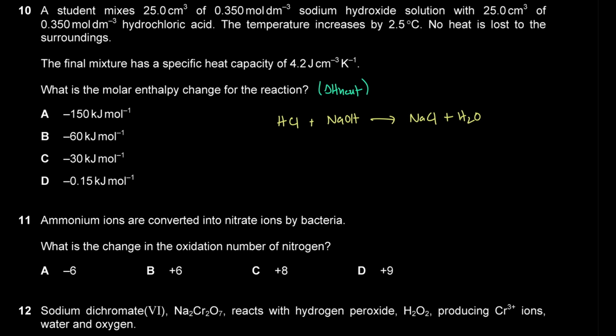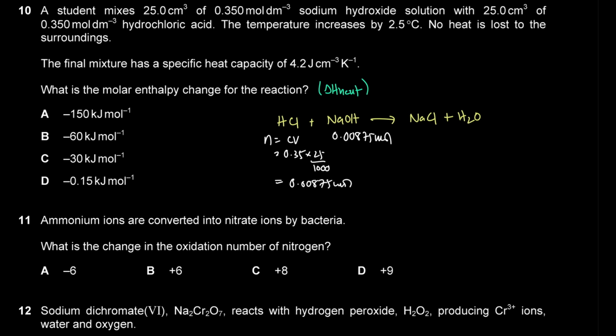Now we know that the number of moles of HCl is the concentration times the volume. Concentration is given to us as 0.35 and the volume is 25 cm cube, so that's 25 over 1000 decimeter cube, which gives us the number of moles as 0.00875 moles. So that's the number of moles of HCl. We have the same number of moles of NaOH, right? Because we're using the same concentration and the same volume here for NaOH.